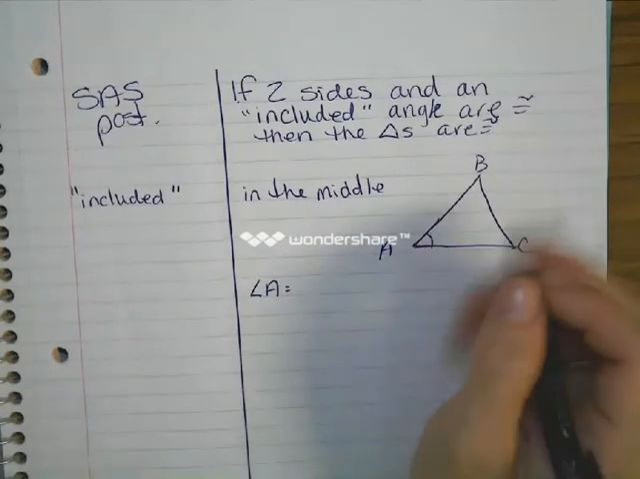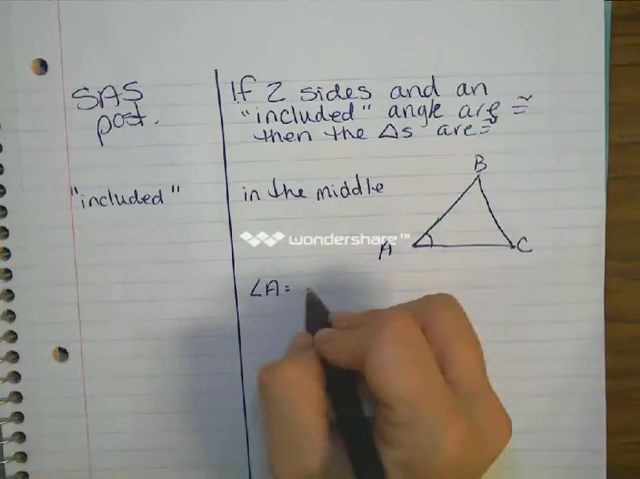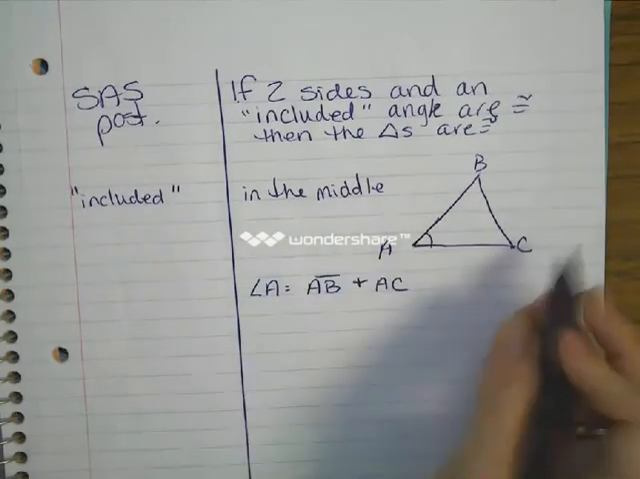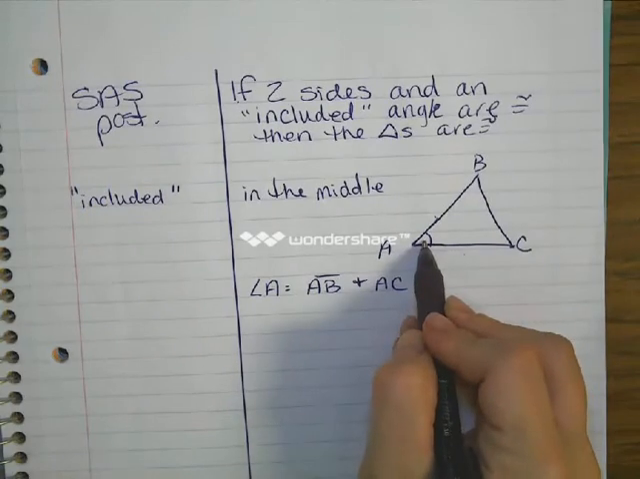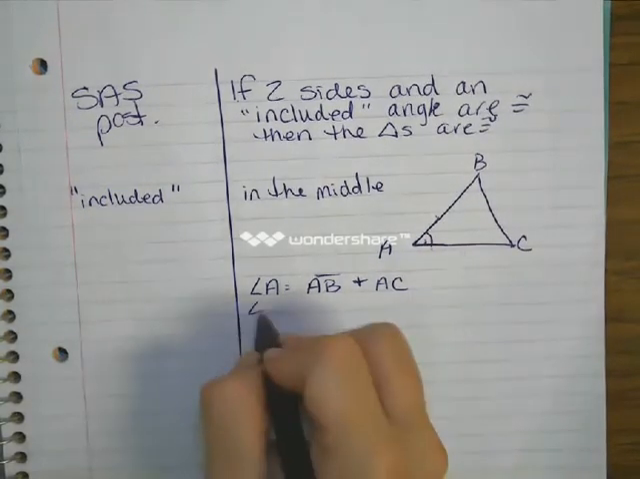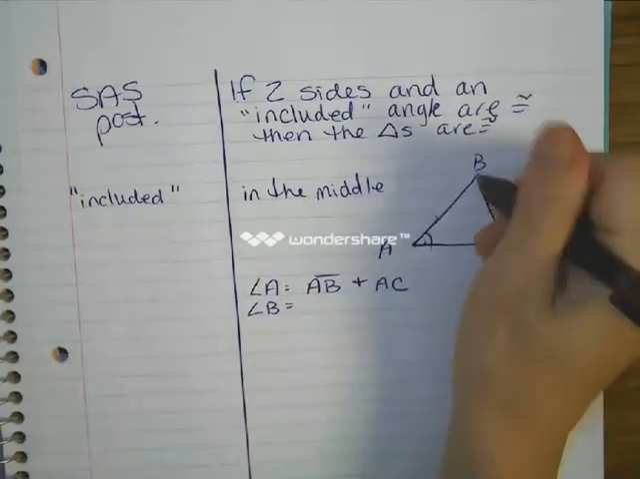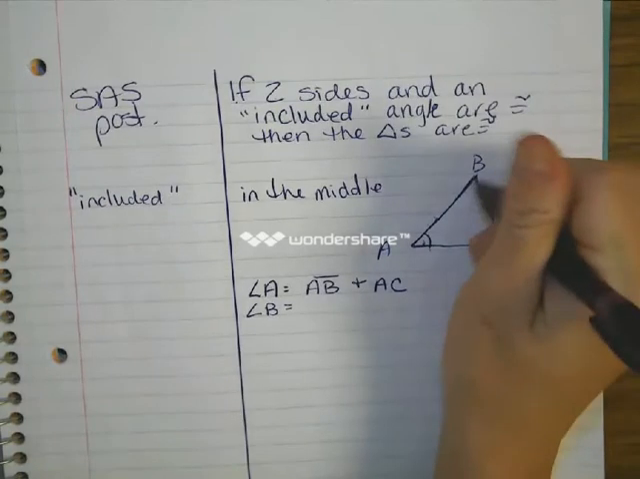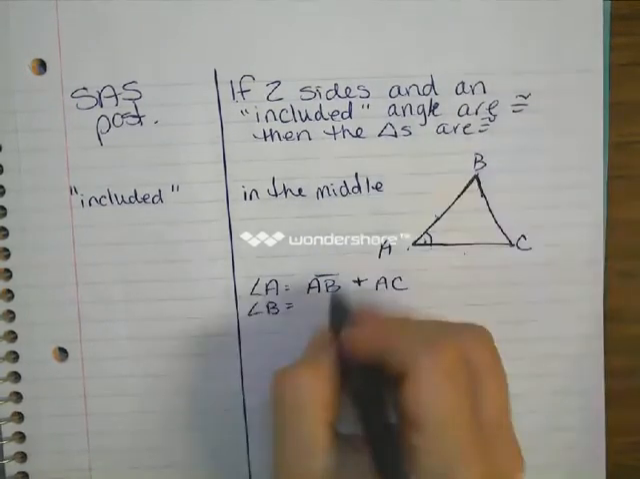Let's look at angle B. Angle B is included between this side and that side. This side is BA, this side is BC. And angle C is this angle right there. It's included by this side and that side, which is CB and CA.